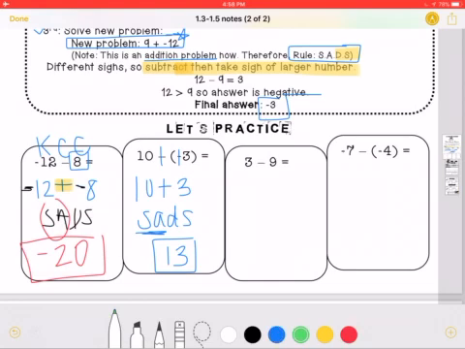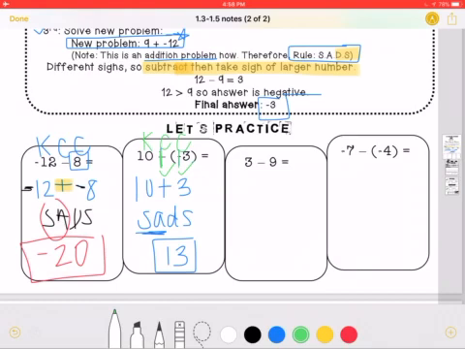Now, even if we did this as keep, change, change, do you notice how we still did the same thing? We changed subtraction to addition. We changed a negative 3 to a positive 3. So the rules are the same. It's just the way that you're saying it or thinking it to yourself. Do you want to think of it as KCC, or do you want to think of it as add a line, change the sign?